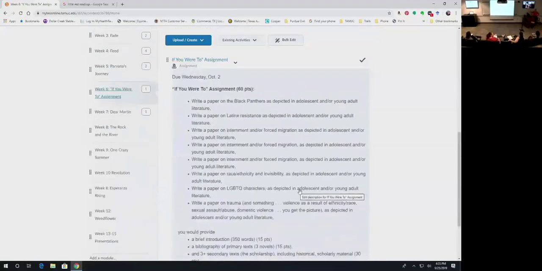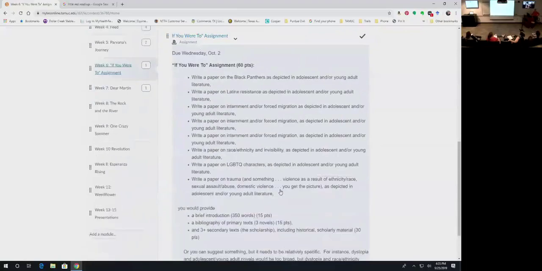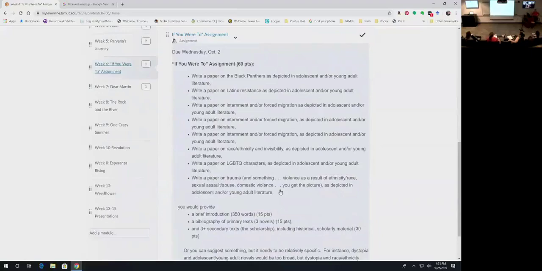how it might develop. And so for the primary texts, are those books that we need to have read before? Not necessarily. Okay. Not necessarily.